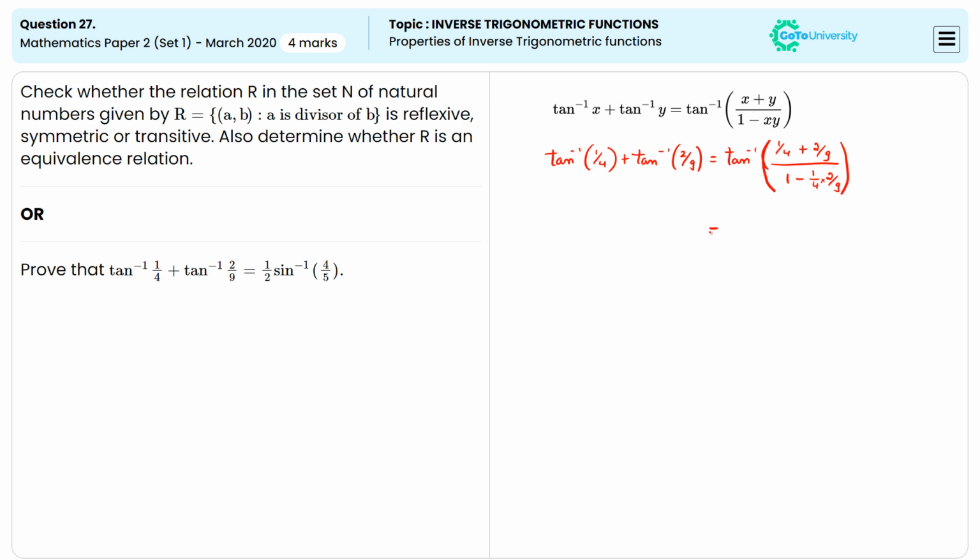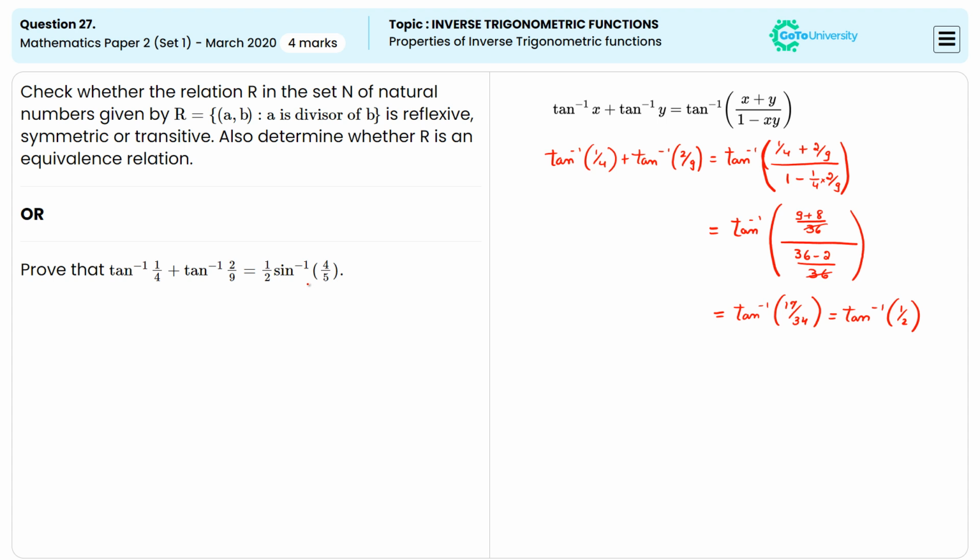On simplifying, I'll get tan inverse of, by taking an LCM in the numerator as 36, I'll get (9 plus 8) divided by (1 minus 2 over 36), which is going to be (36 minus 2) divided by 36. So I can cancel this 36 in the numerator and denominator. So I'll be left with tan inverse of 17 by 34, which is equal to tan inverse of half.